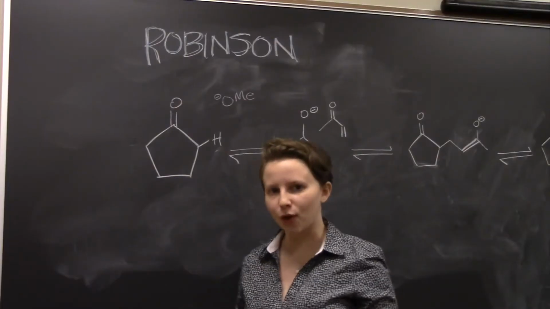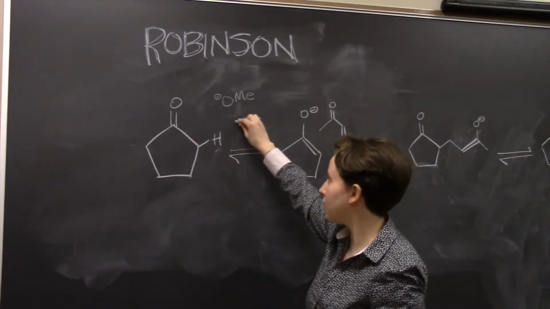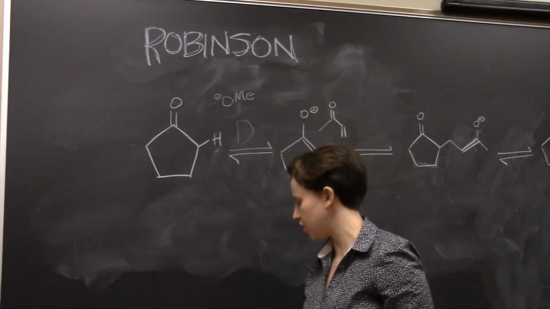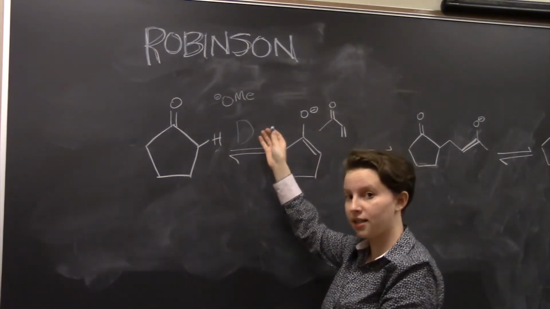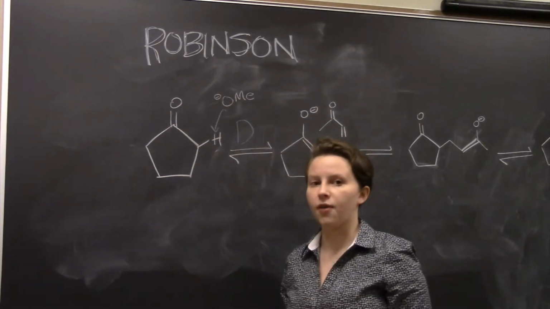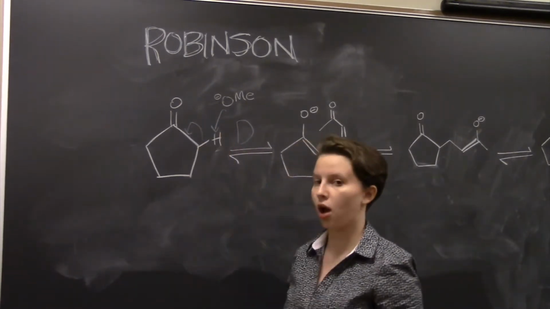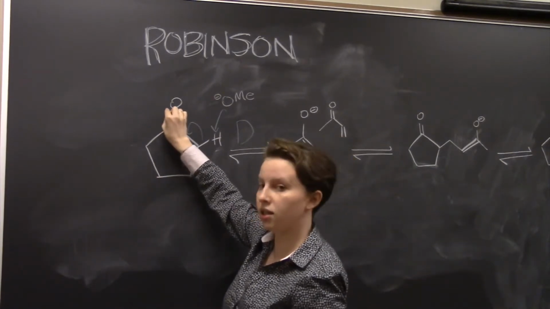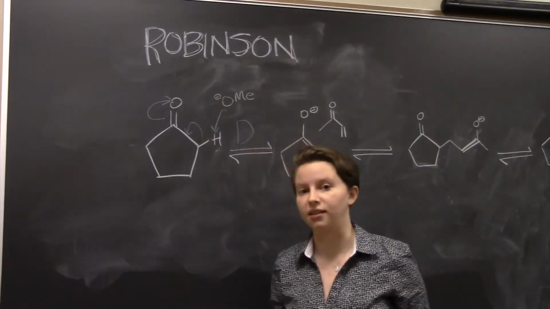So, the first step of the Robinson annulation is a deprotonation of an alpha hydrogen. So, a D for deprotonation. So then, what happens is a base, such as an O-methyl minus in this case, or some other base can come and deprotonate this alpha hydrogen. That allows the electrons from the hydrogen to move and form a double bond, and then the electrons in the double bond for the carbonyl group to move up onto the oxygen to form an enolate.